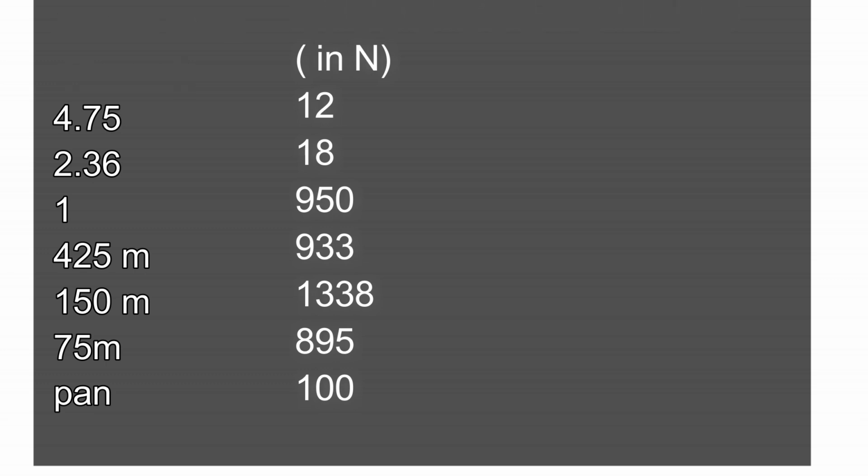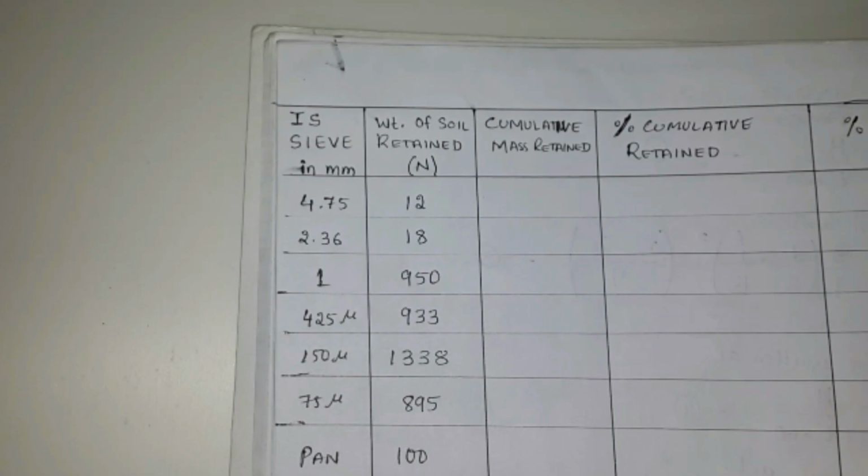So here we can directly consider the values in Newton, or we can convert the Newton values into gram and proceed as usual. The conversion factor doesn't affect the result here. In this problem we are going to take the values in Newton to find the percentage finer.